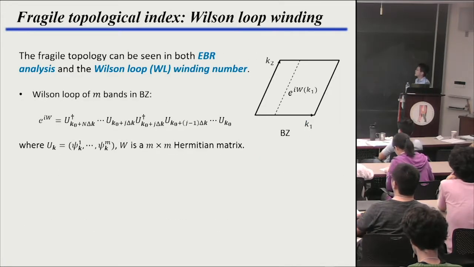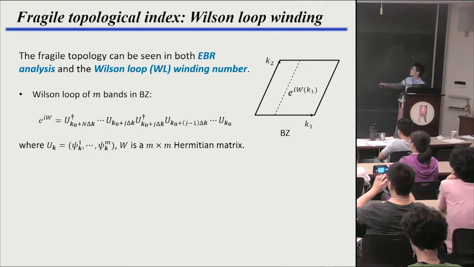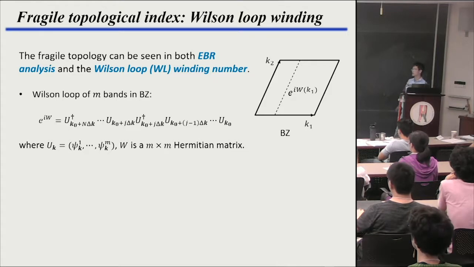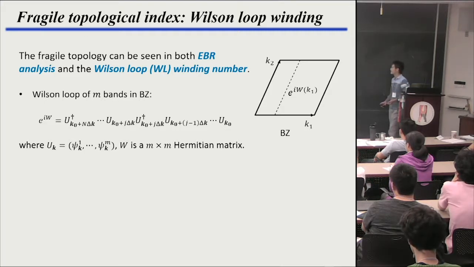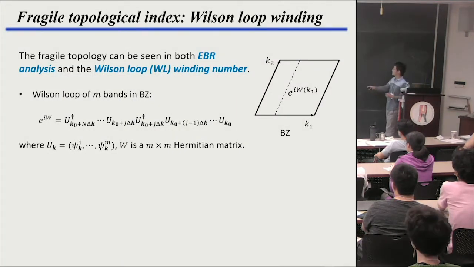So now let's look at how this fragile topology can be characterized more rigorously mathematically. In general, the fragile topology as well as strong topology, you can analyze both by examining whether they can be decomposed into elementary band representations or trivial bands, or you can examine the Wilson loop winding number of the bands of interest. So these two methods are both indications of topology. Previously, in the axion insulator case, I talked about EBR analysis, but now let's look at the other index, the Wilson loop winding number.